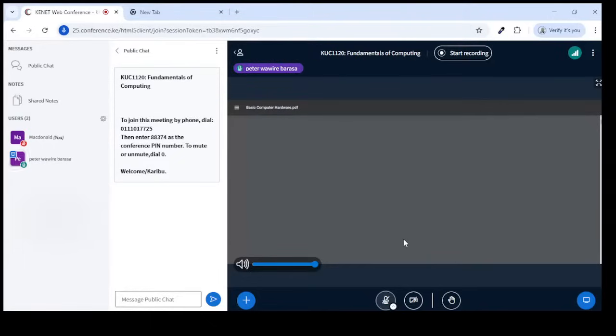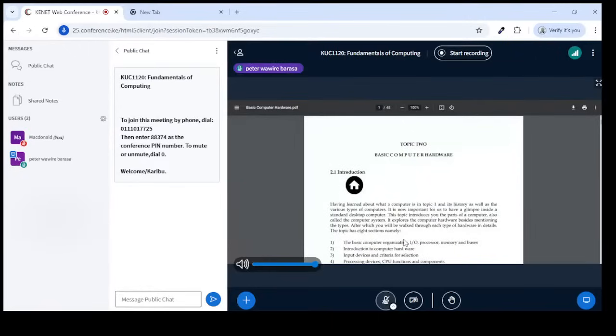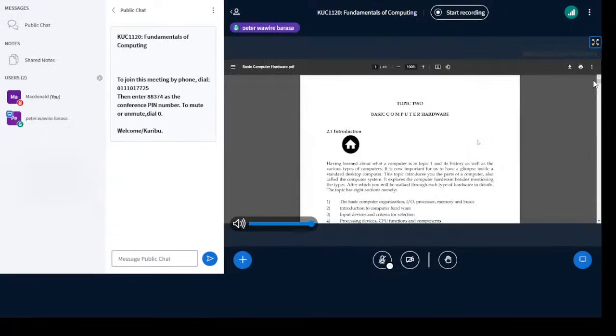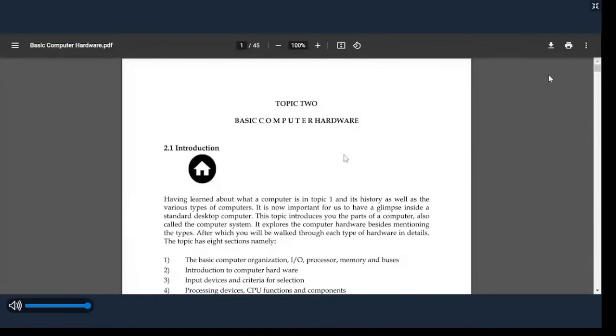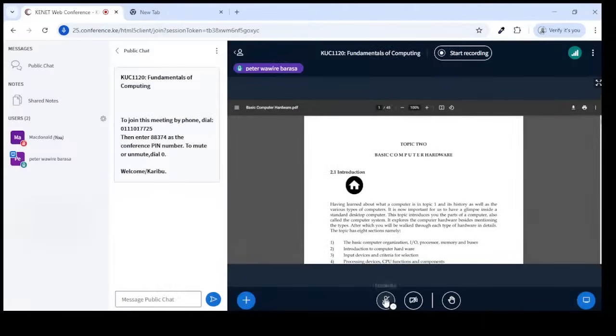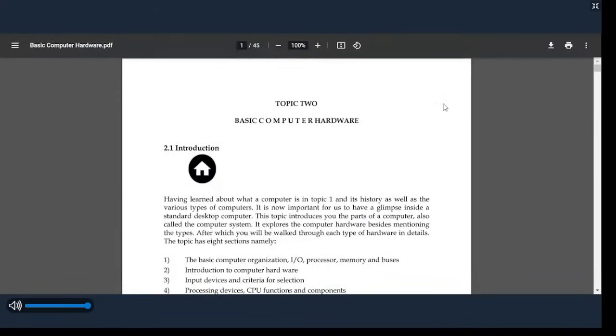So now we are going to topic 2. And here we are going to look at basic computer hardware. I think I'll do the next 30 minutes. Then I'll leave McDonald to show people who have not been able to log in, and maybe show you how you do the assignments and other issues. So topic 2, the basic computer hardware.